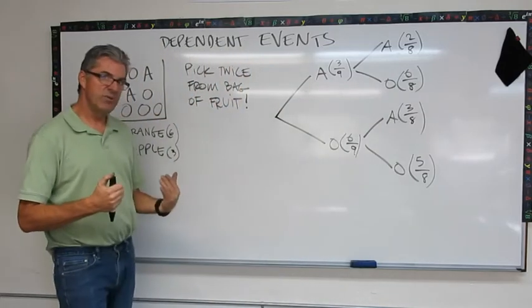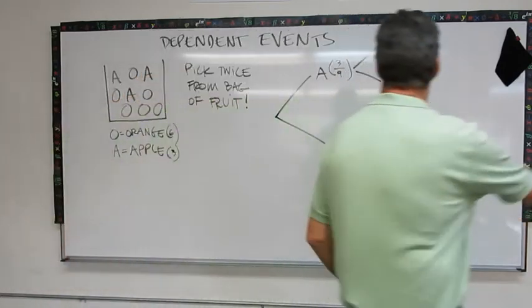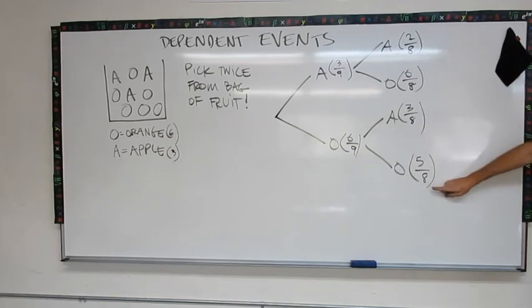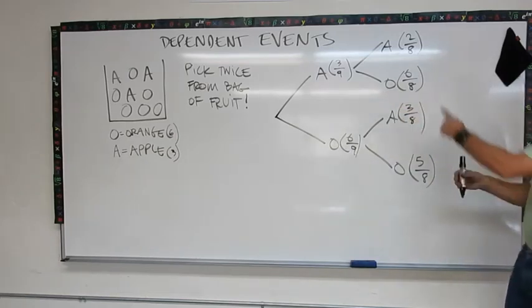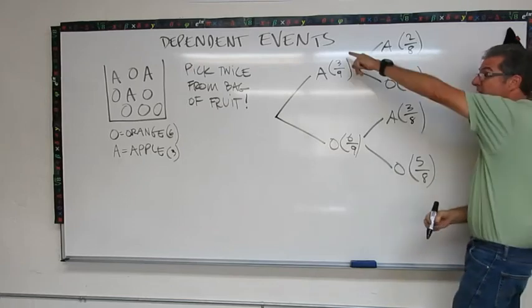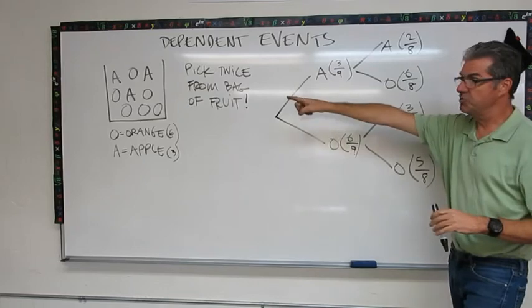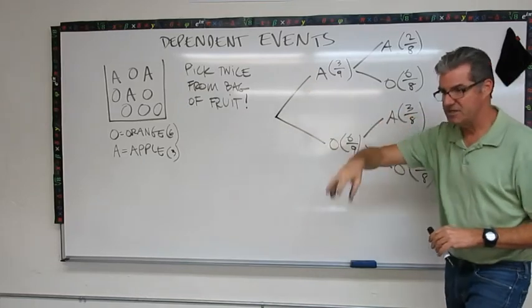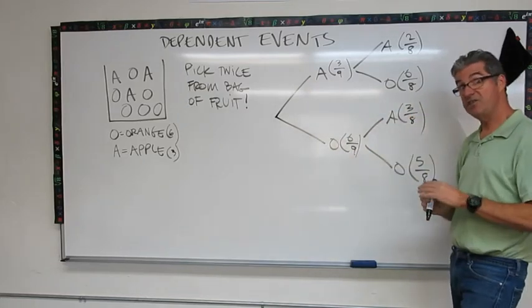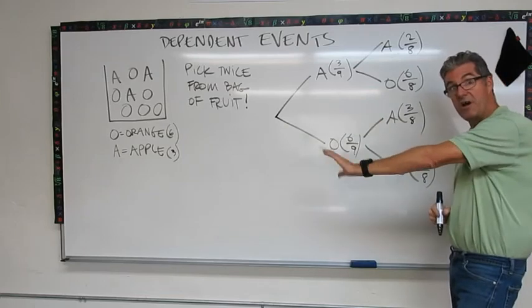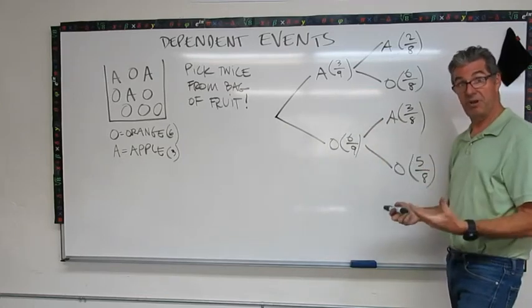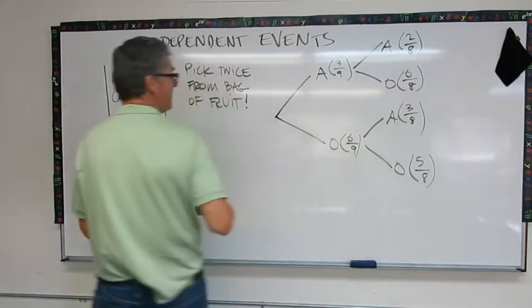So you really want to understand just how these fractions, these probabilities, changed based on what happened before. So these events are dependent on the first event. And this is all because now we're choosing from the same bag. Every time we take a piece of fruit out, it changes the odds for drawing one or the other of the remaining fruit. Okay? So you want to make sure you understand how that works.